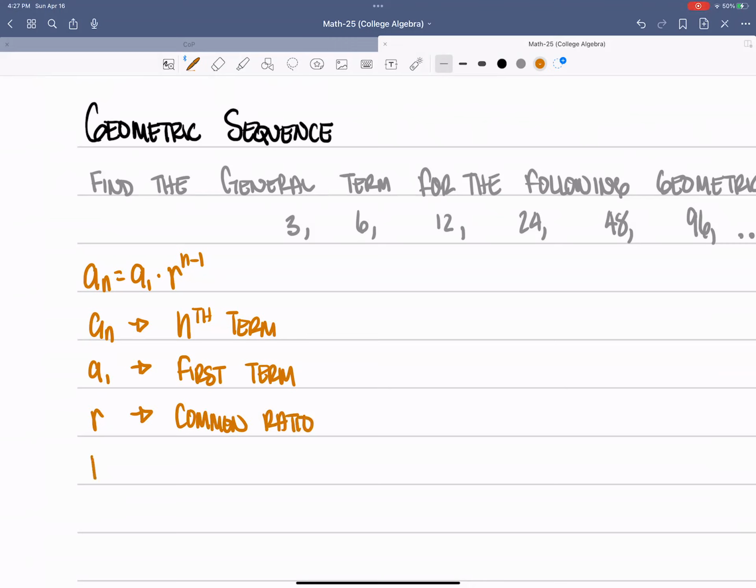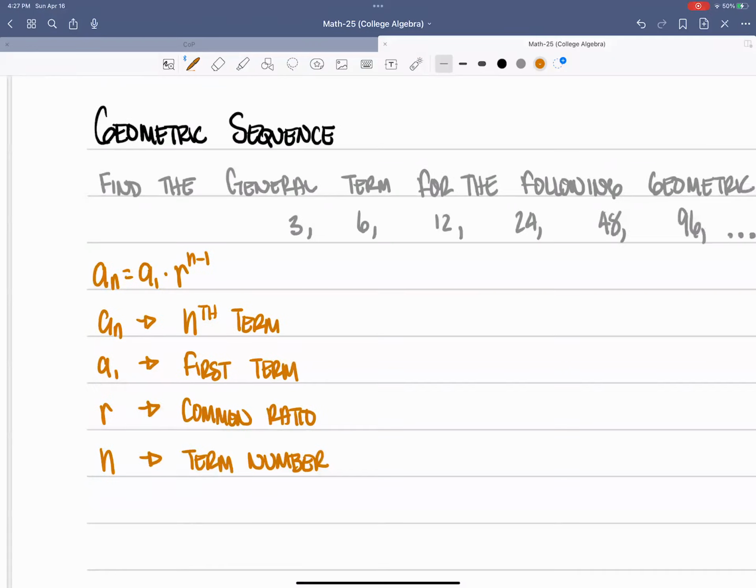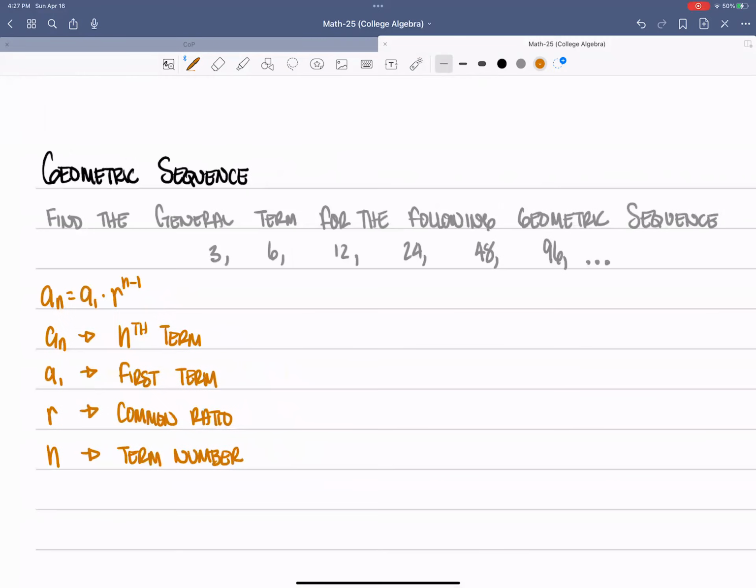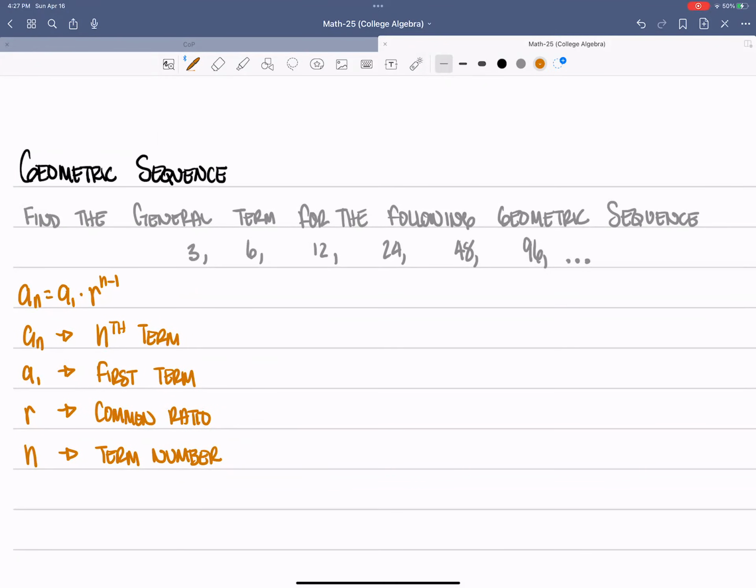And last variable we have up here is n. It's just the number of the value, or the term. So term number. So I might have named it something different in the previous video. I don't know off the top of my head, but we could interchange them. N is just whatever number we're working with for that problem. So with that, let's try to find our general term for this geometric sequence.